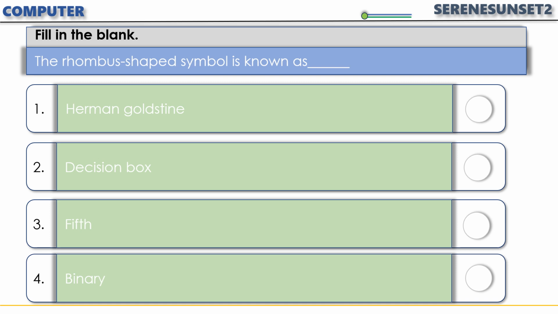known as options: Harman, Goldstein, decision box. Fifth, binary. Answer: option B, decision box.